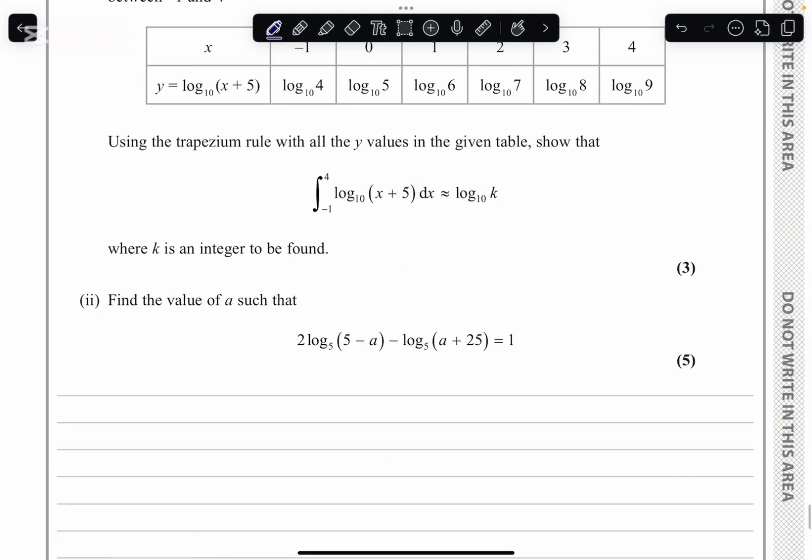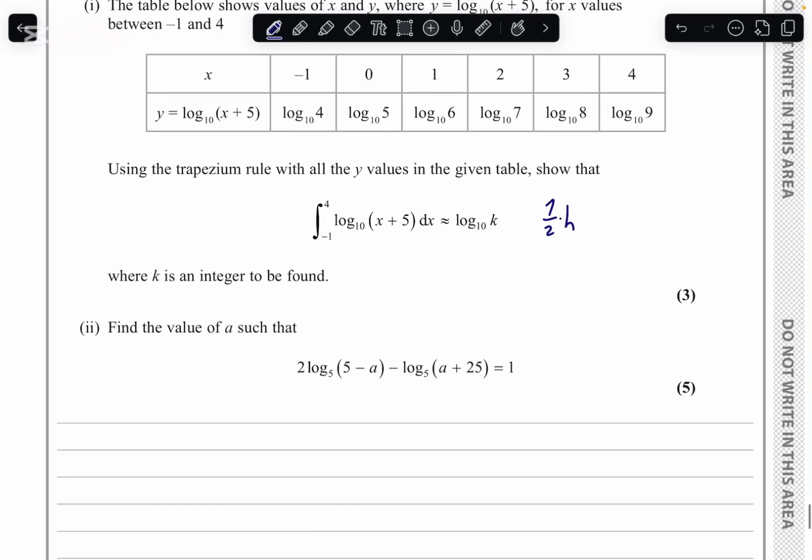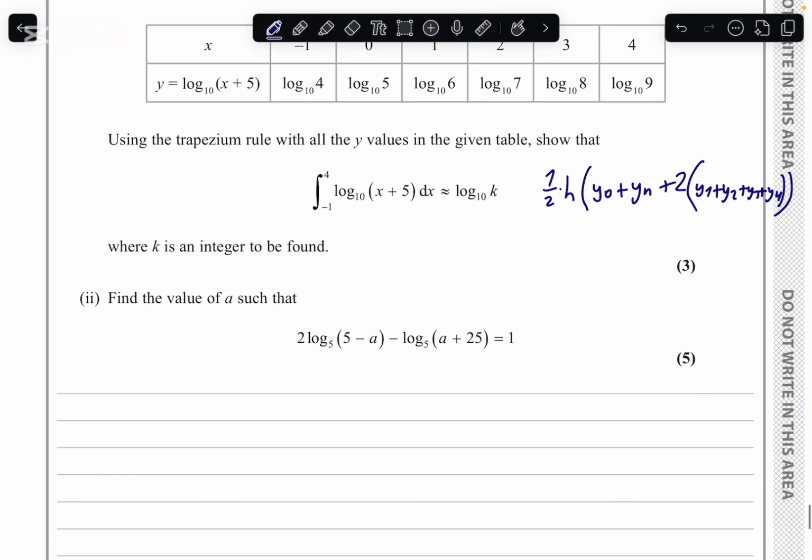So the trapezium rule will always be given. It goes like this: 1 over 2 times h, where h is the height, so it's the difference between these points, times by the first y value plus the last y value, plus 2 times all the in-between values. So in this case, it's going to be 4 values, so y1 plus y2 plus y3 plus y4. That is the trapezium rule.